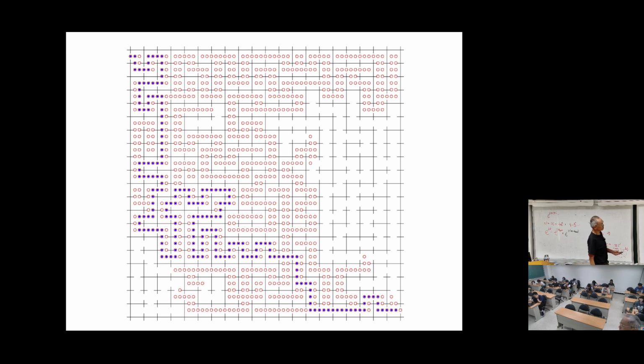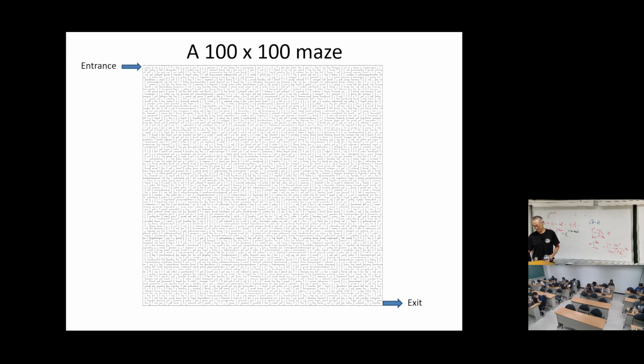And all the red circles here are the exploration. So this is a 20 by 20 matrix. How about 100 by 100? How do we solve this one? If this is a 100 by 100 matrix, with the entrance here and the exit here, this was homework for students before.